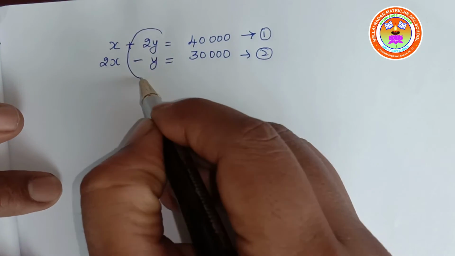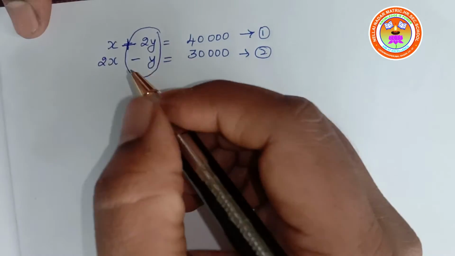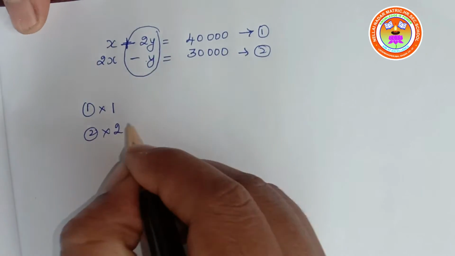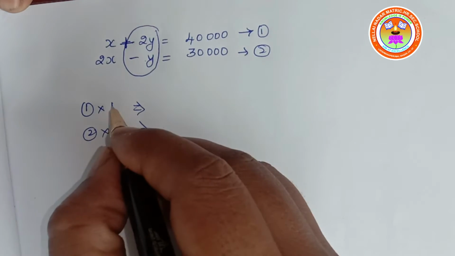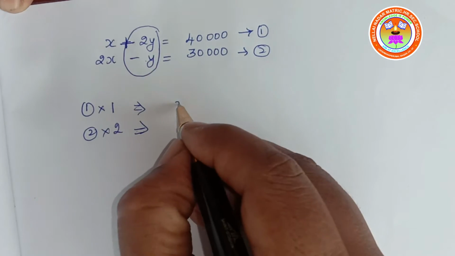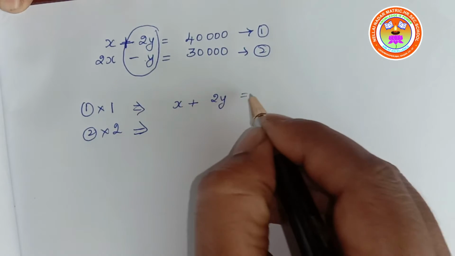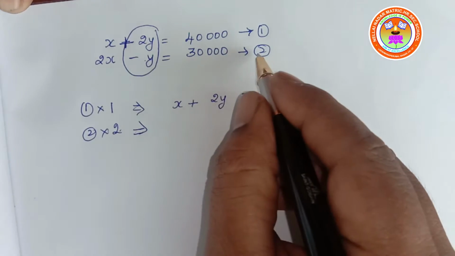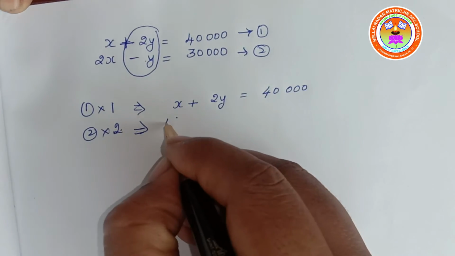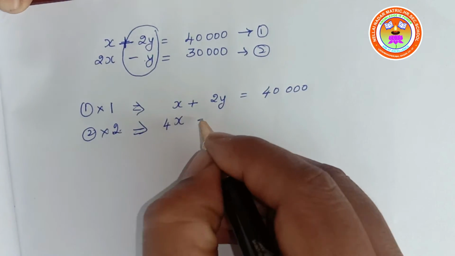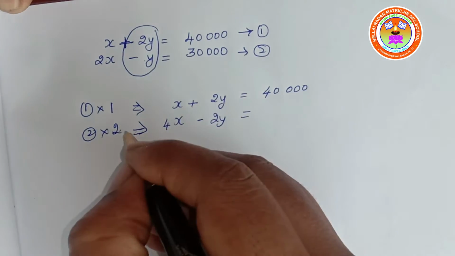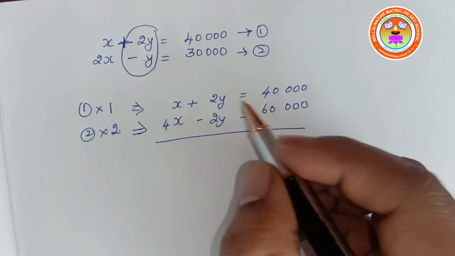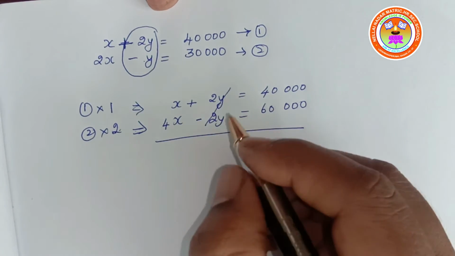Now I am going to balance y. So first equation into 1, second equation into 2. When you multiply, what do you get, children? 1 into x plus 2y equal to 40,000. Multiply 2 with the second equation: 2 twos are 4x minus 2y equal to 30,000 into 2, which is 60,000. No need to change the sign, as plus and minus are already there. So eliminate plus 2y and minus 2y.